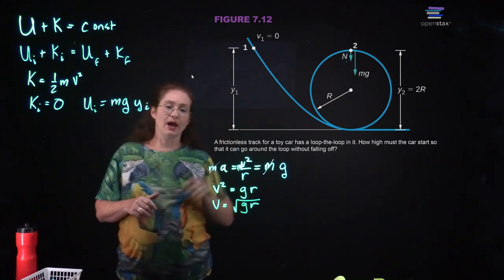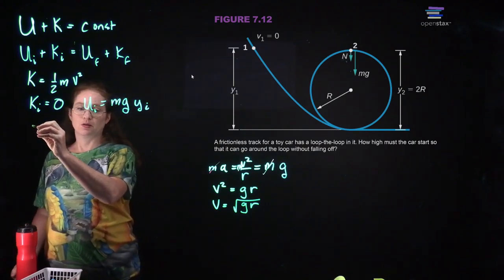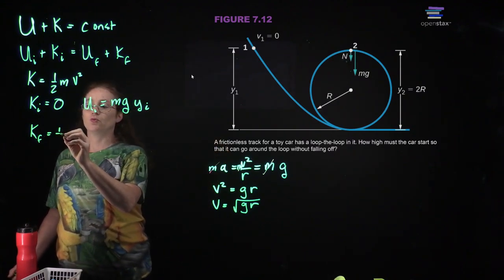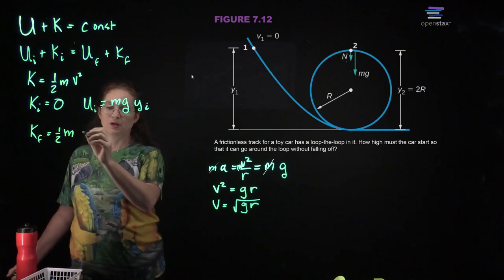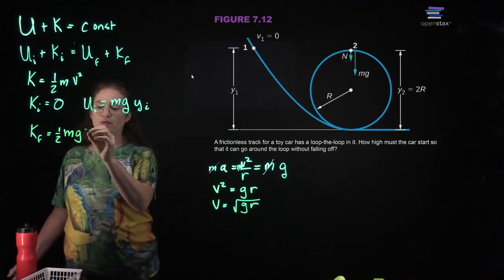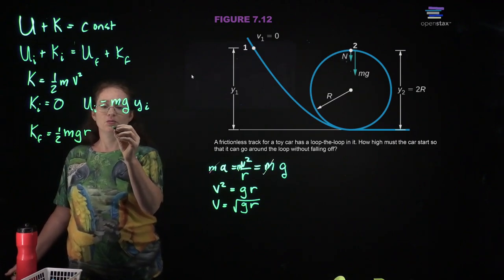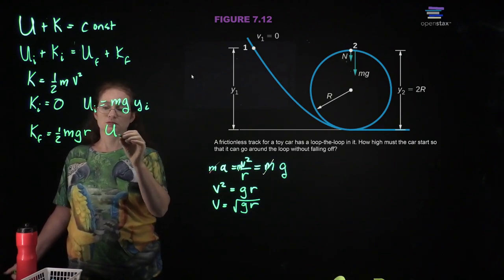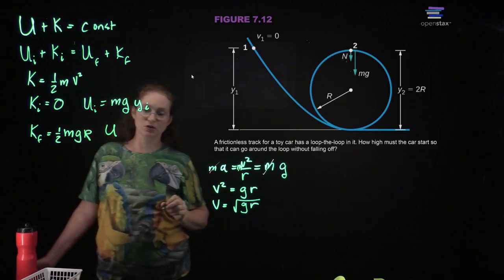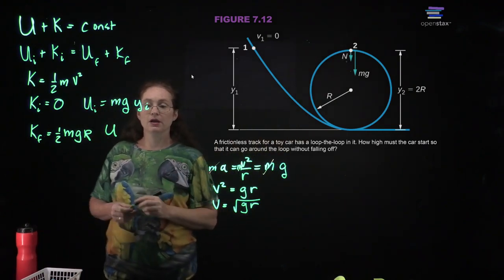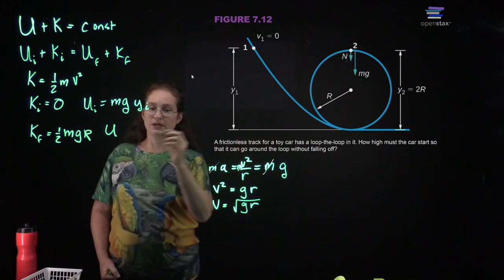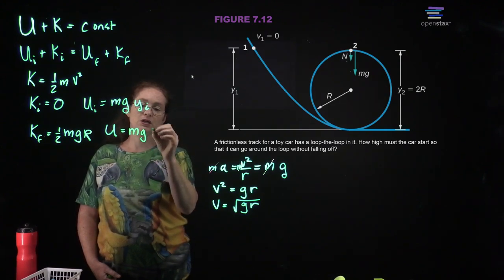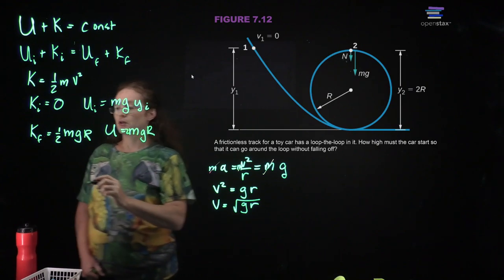Now, at that point, my final kinetic energy is equal to 1/2 m v squared, so 1/2 mgr, and my potential energy, and here this problem uses a capital R, so I'm going to use a capital R. My potential energy is equal to twice the radius, my height is twice the radius, so I have a potential energy of mg times 2R.